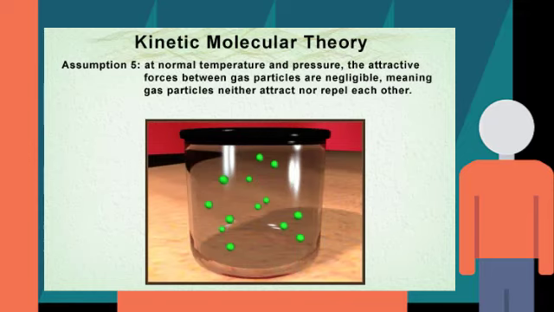The fifth and final assumption of the kinetic molecular theory assumes that under normal temperature and pressure, the attractive forces between gas particles are negligible, meaning that gas particles neither attract nor repel each other. One of the properties of gases you learned about earlier was that a gas takes up the entire volume of the container it occupies. Since the attractions between gas particles are negligible, they occupy the entire volume of a container.